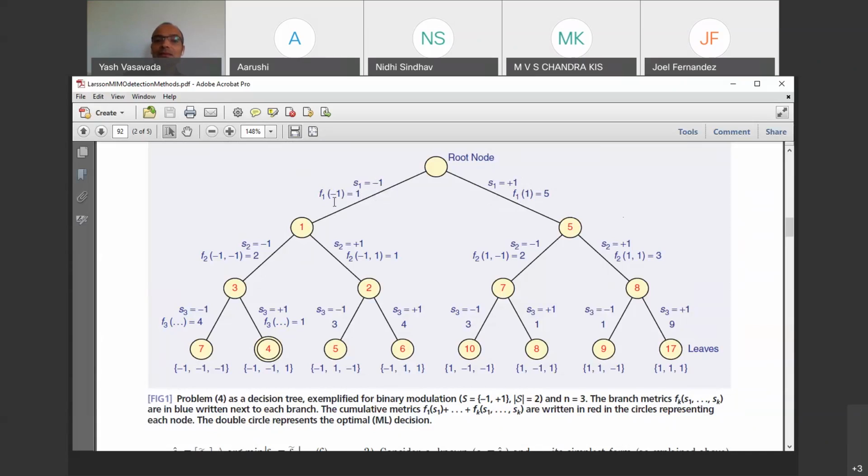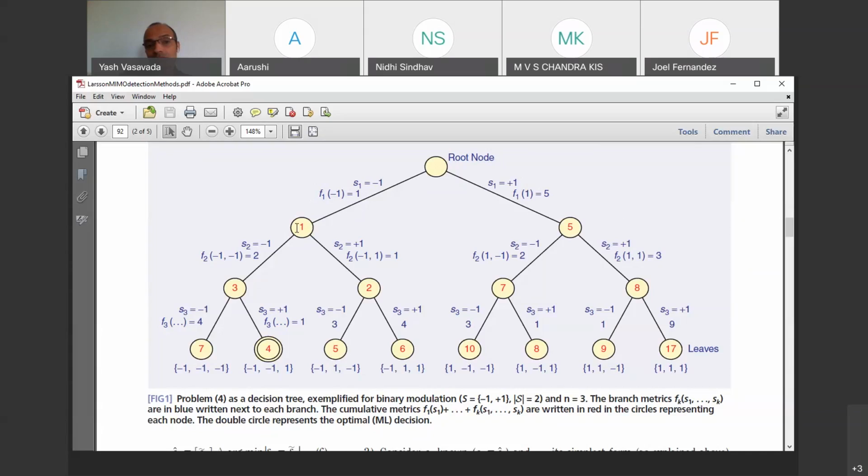Basically, if I do sign of y tilde 1, it is going to be a minus sign because it's closer to -1. The closeness to -1 is indicated by F1. And so it selected S1 as -1. Why did it select S2 as +1 now? Because F2 of -1, 1, the point will be closer to F2 of -1, 1.